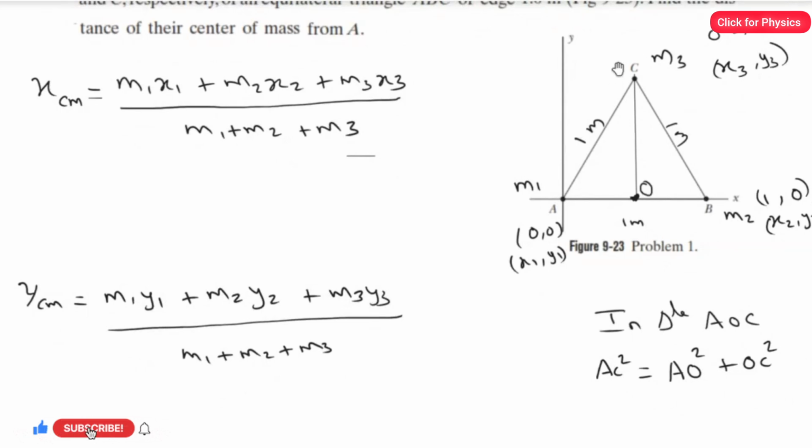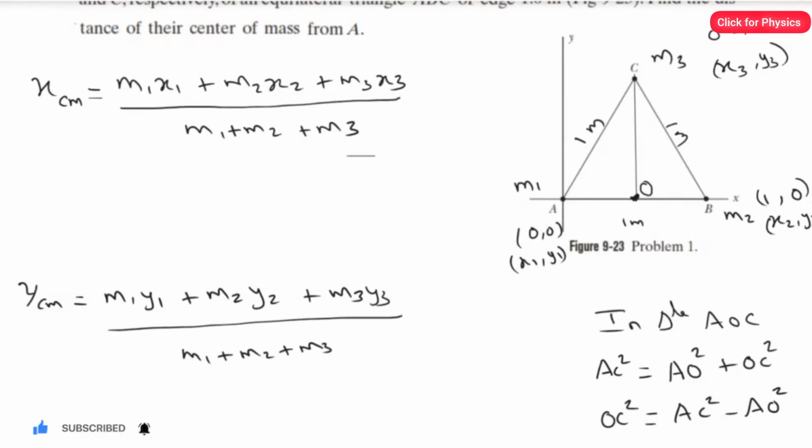Once we find the value of OC, that is nothing but the value of y3. So we have to rearrange this equation in terms of OC square. Therefore, OC square is equal to AC square minus AO square. Clear? Now I am going to substitute the values, so we are going to find the answer for OC square.